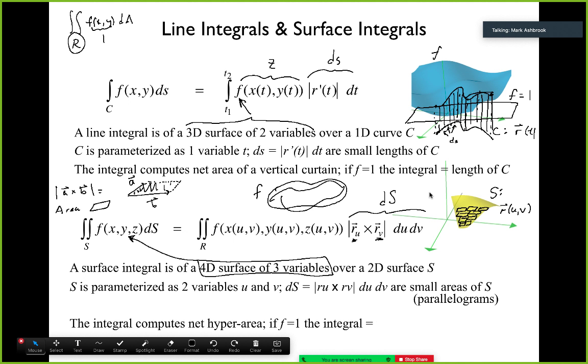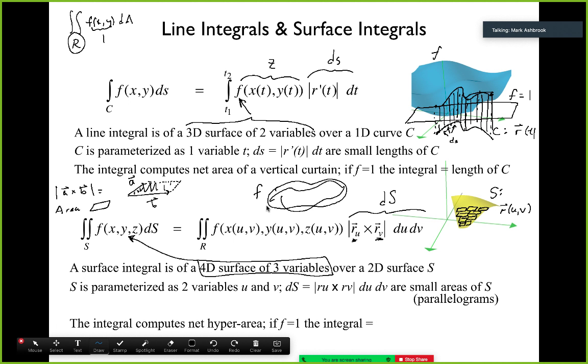Okay, so then the integral, here the integral computed net area of this vertical surface. So this integral is going to compute some kind of net hyper area. It's like wherever f is positive, it has a positive contribution to this value, and wherever f is negative, it's a negative contribution, but it's only for points on the surface, right? Only for x, y, and z ordered pairs from that surface are we going to accumulate our hypersurface, so we get net hyper area.